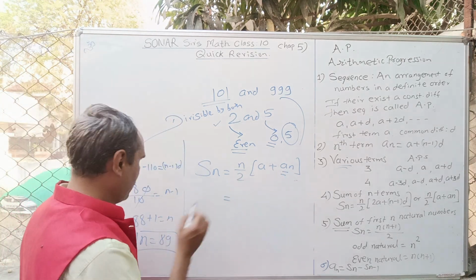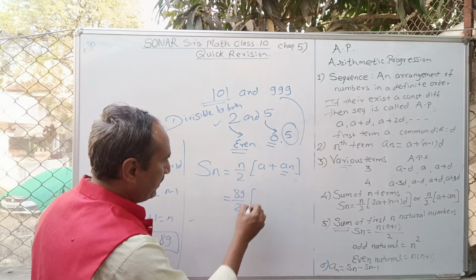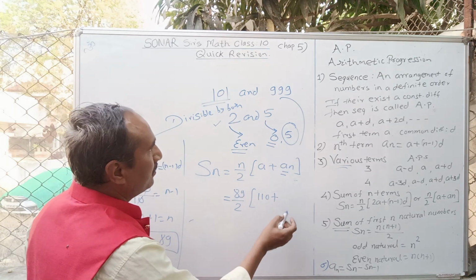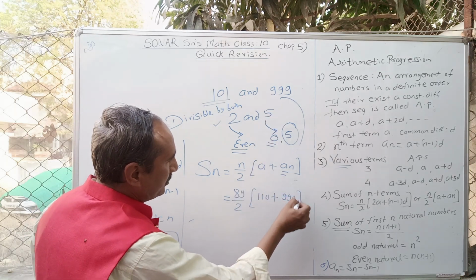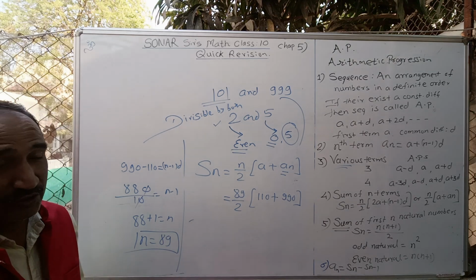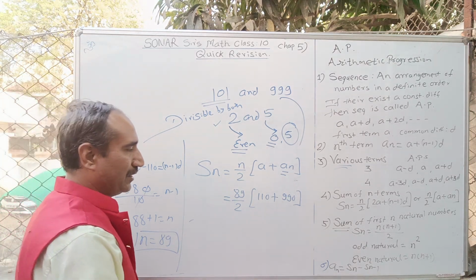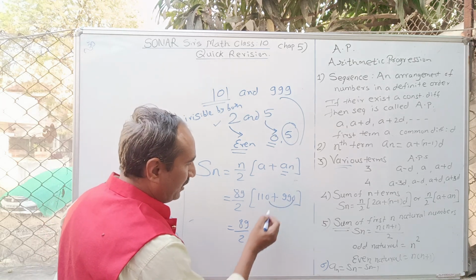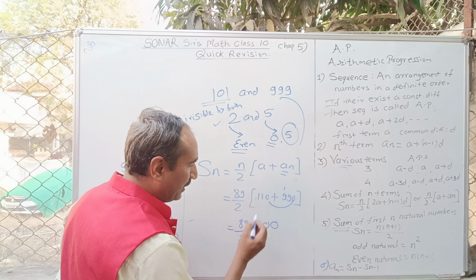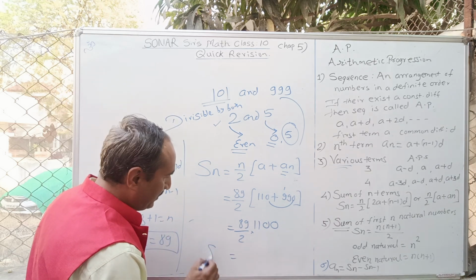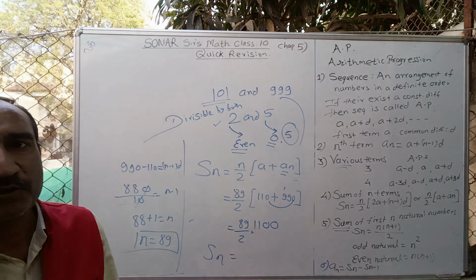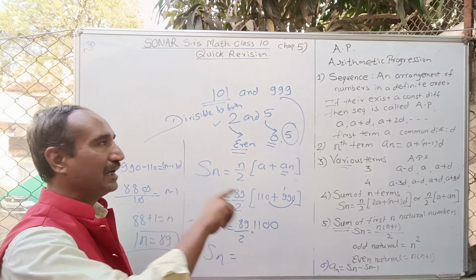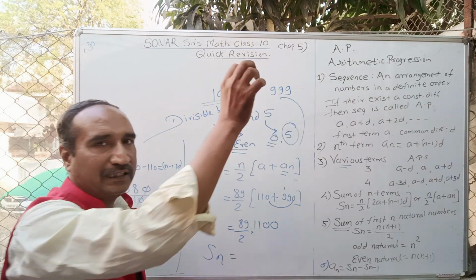So the number of terms is 89, divided by 2, and the first term is 110, the last term is 990. Now you just add these two and I'm sure you are able to solve it now. So let me complete this. 89 upon 2, 0 plus 0, 9 plus 1 is 10, carry 1, 9, 10, 11, and you can simplify this and get the sum of the terms which are divisible by 2 and 5 and lie between 101 and 999.